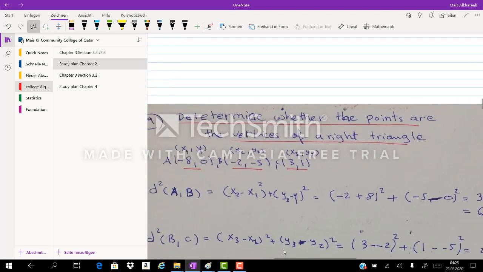It says determine whether the points are the vertices of a right triangle. They gave me 3 points: (-8, 0), (-2, -5), (3, 1). I named them A, B, C.